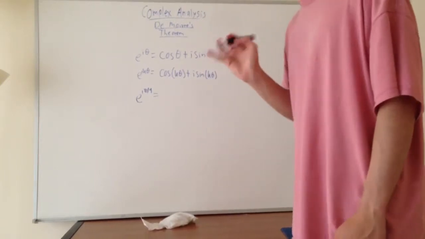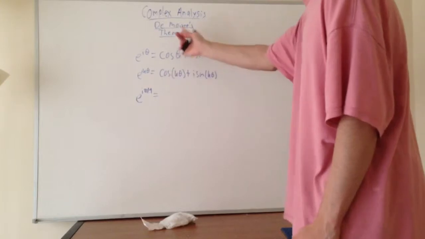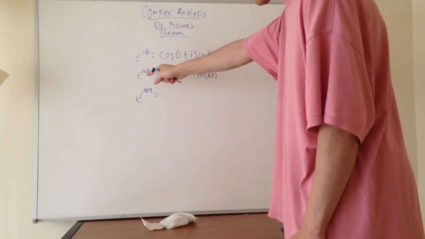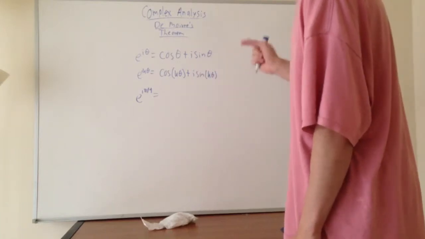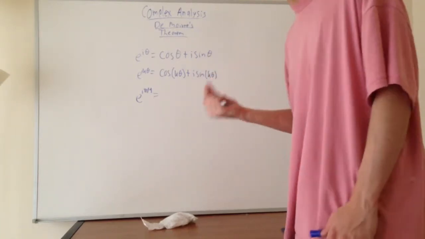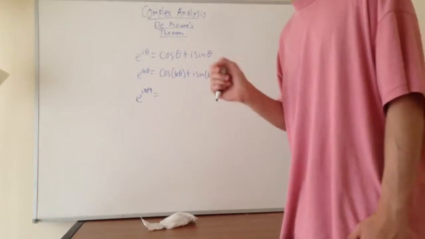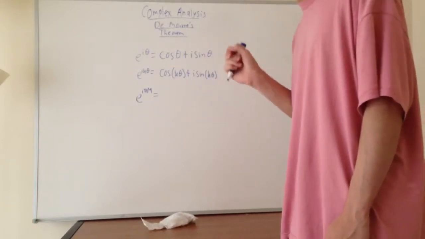And so, kind of intuitively, de Moivre's theorem makes sense. De Moivre's theorem says that e to the i k theta is equal to cosine of k theta plus i sine of k theta. And again, like from the previous video, it kind of makes intuitive sense. I'm not going to formally prove it here, but that is the idea behind it.